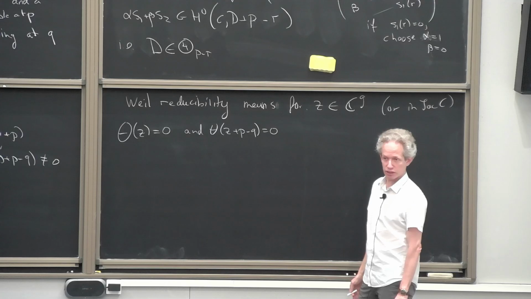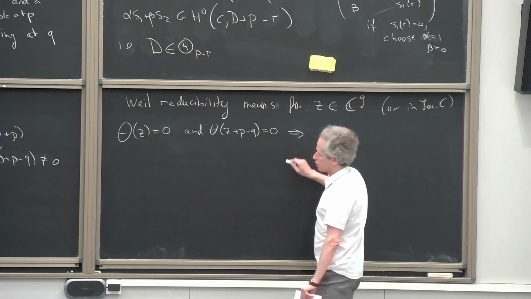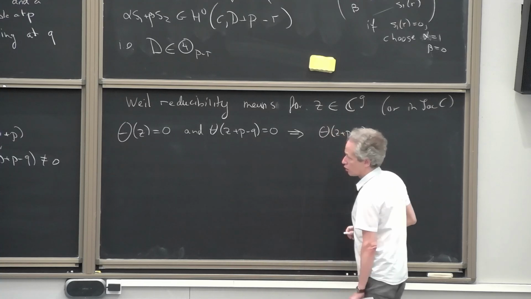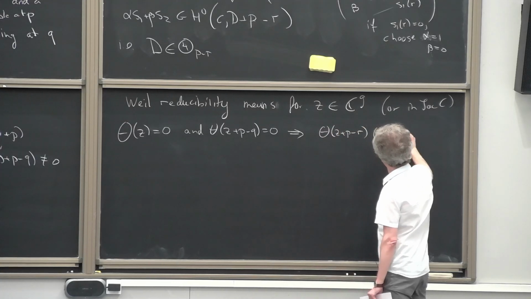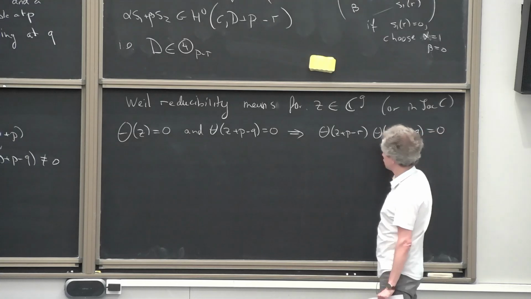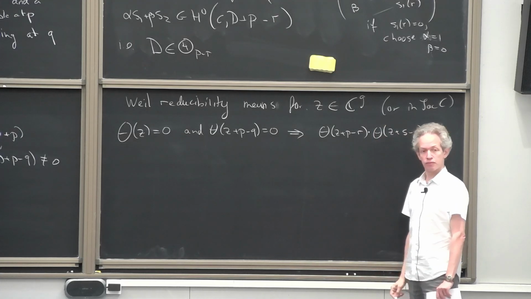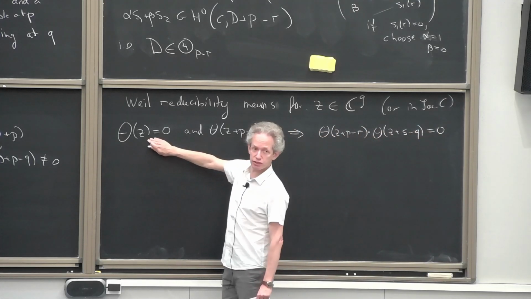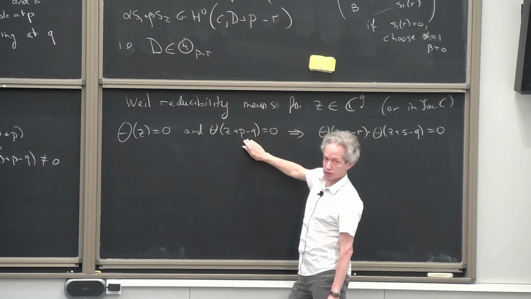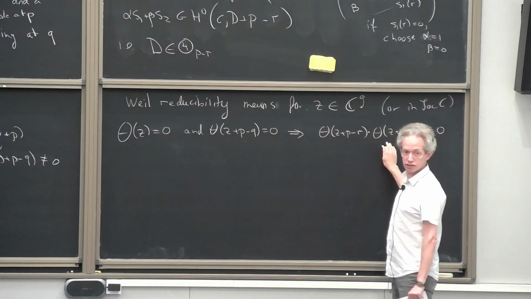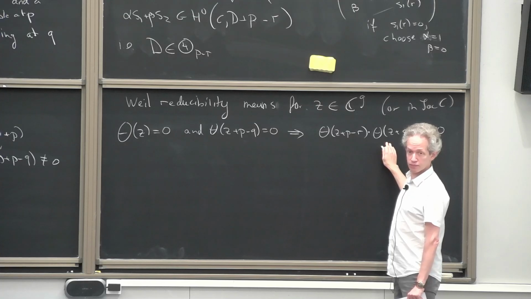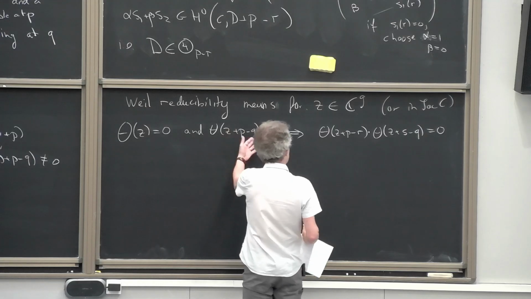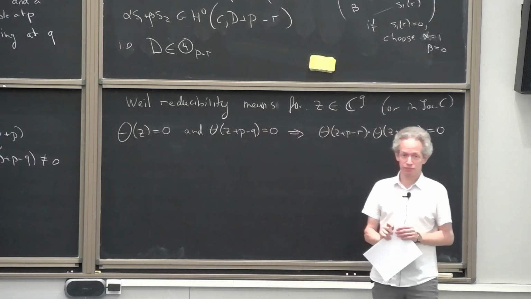It means that both of these are contained. This means that either theta of Z plus P minus R is equal to 0, or theta of Z plus S minus Q is equal to 0, which is of course the same as to say that the product is equal to 0. That's the statement I get, right? So analytically, the statement is that if this function vanishes at Z, and this function vanishes at Z, then the product of these two functions vanishes at Z. Okay? It would be lovely to somehow write something better than this. I'd love to write an equation.